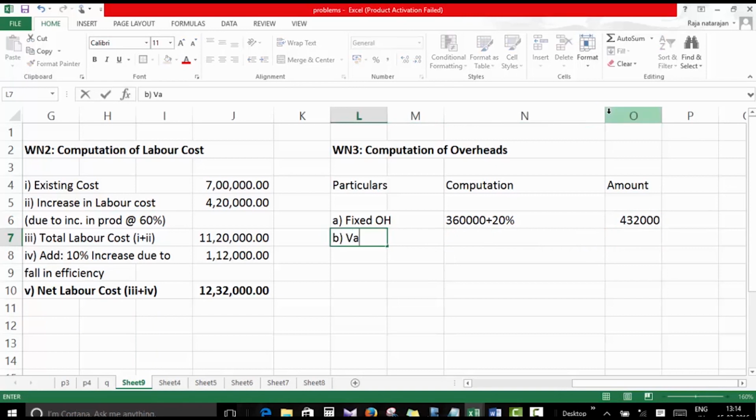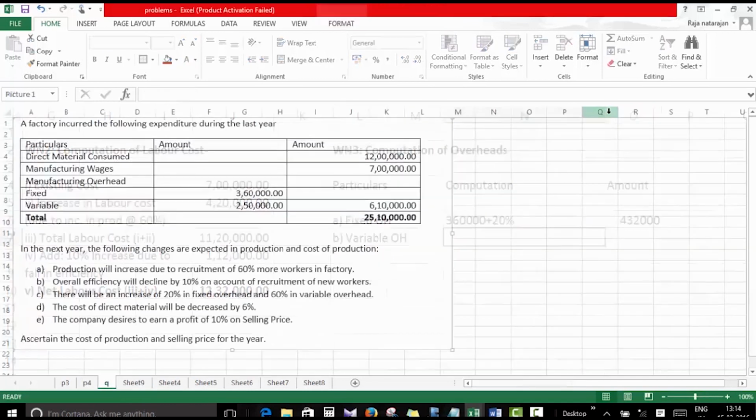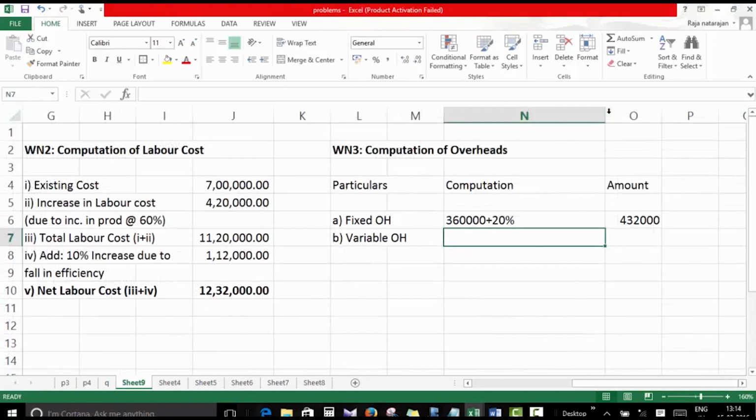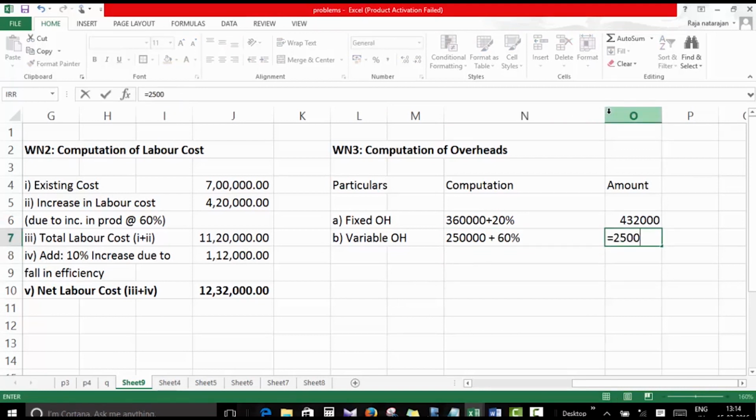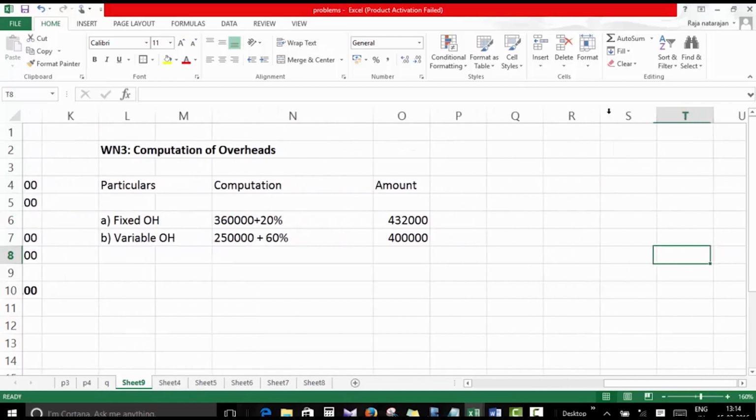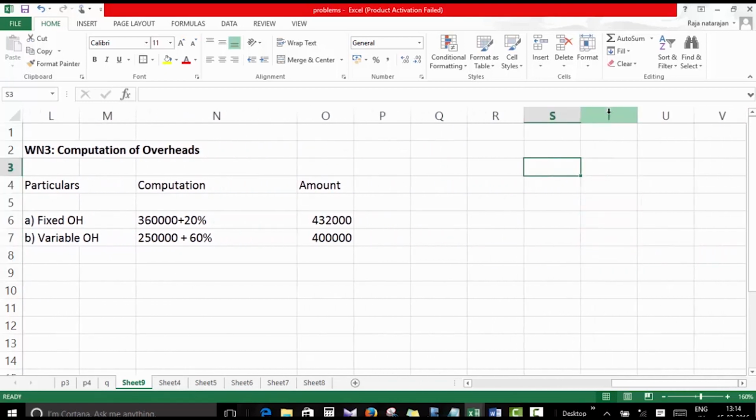Then I'll also have my variable overheads. What is the amount? It is 2,50,000, plus there is a change by 60%. So here I can have it as 2,50,000 multiplied by 160 percent. So it is going to be 4 lakh. Now we got all the information. We can take them to a cost sheet where we'll be able to find out the cost of production and selling price.